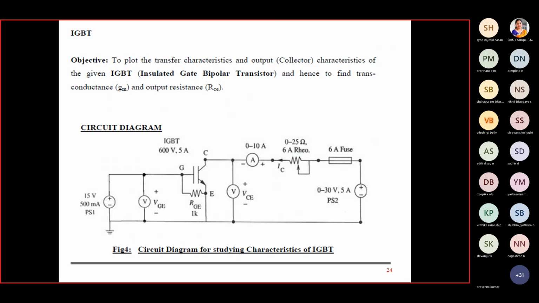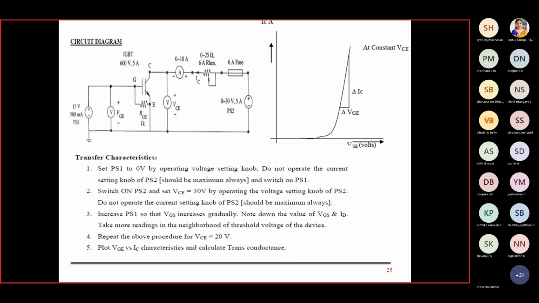And IGBT is equal to MOSFET plus BJT. MOSFET plus BJT is nothing but IGBT. It's a combination of those two. Of course, IGBT is suitable for high power applications. MOSFET is for middle and low power applications.